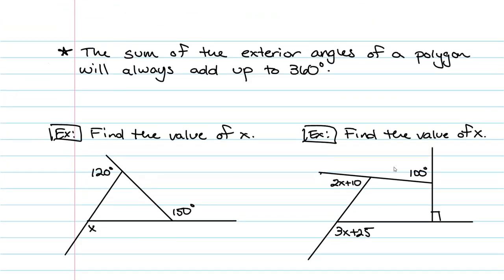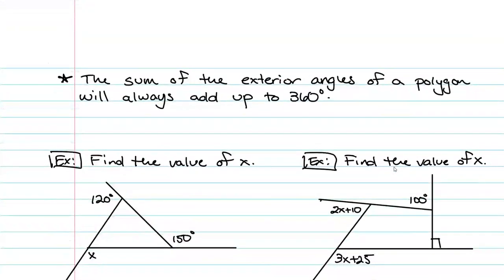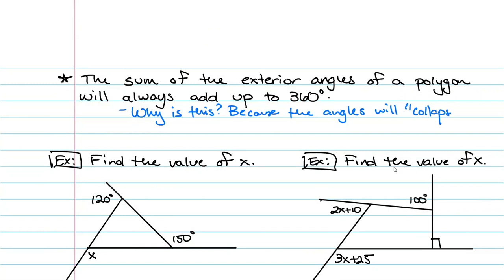Okay, so if you look at the notes, it says the sum of the exterior angles of a polygon will always add up to 360 degrees. And we're going to go ahead and write that, why is this true? Because the angles will collapse on itself to make a circle.